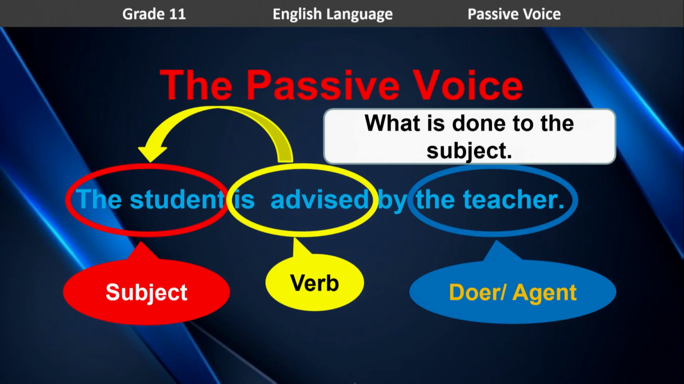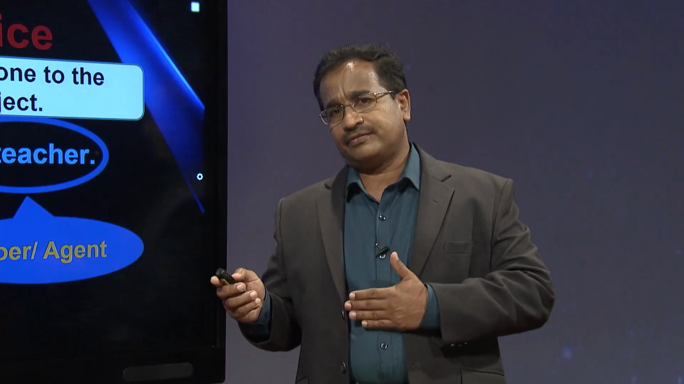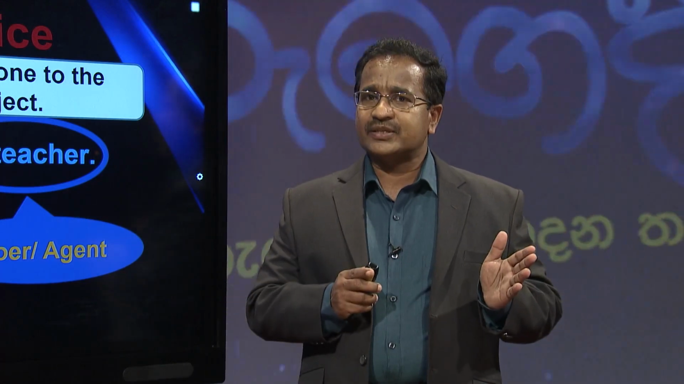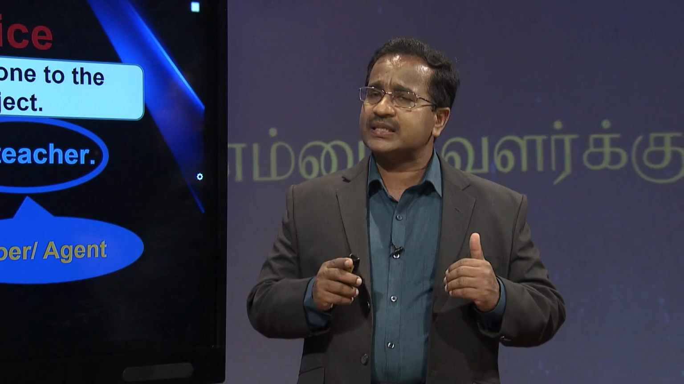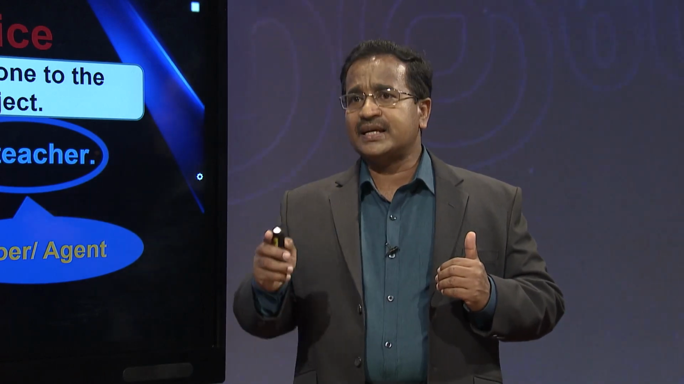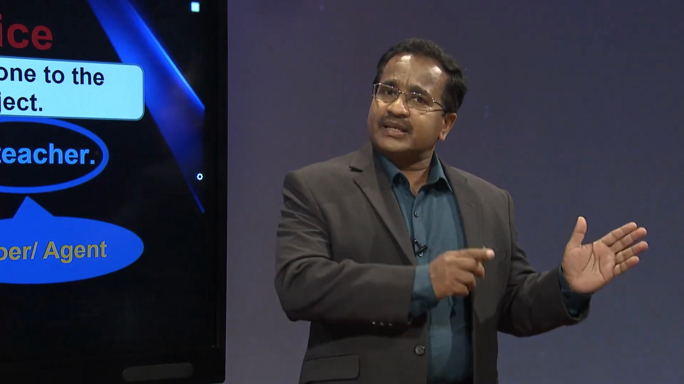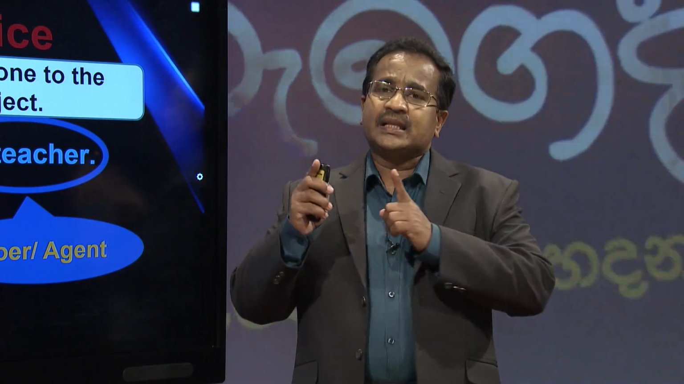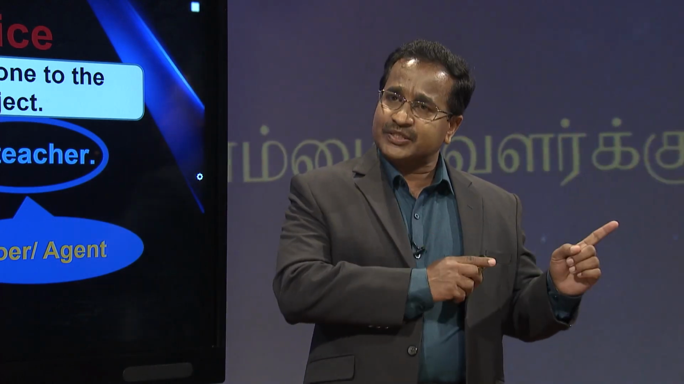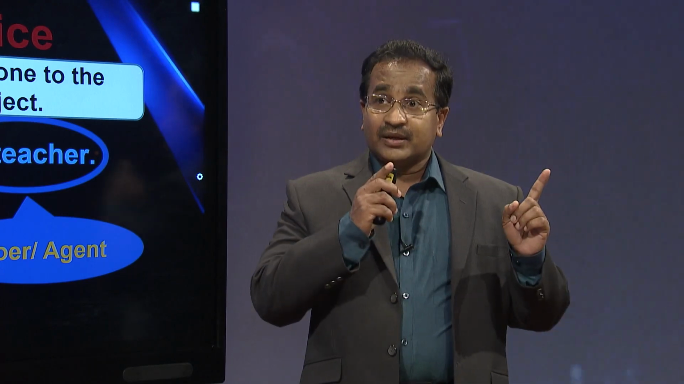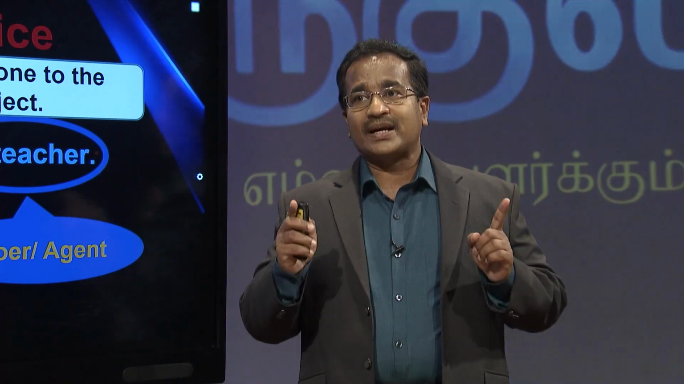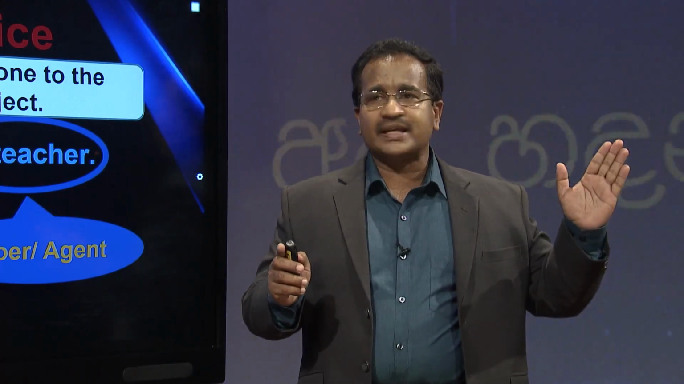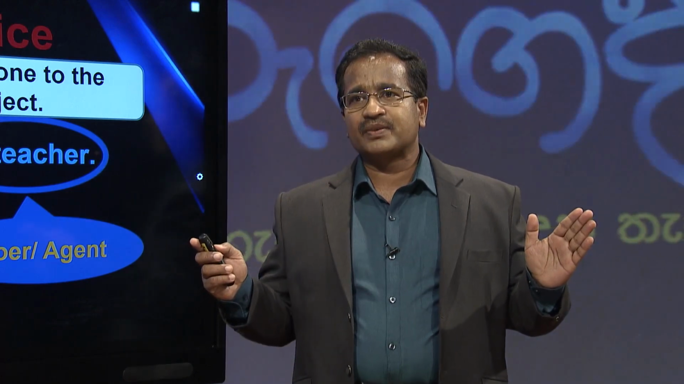The policeman arrested the thief. That is an active voice sentence. In that active voice sentence, you can understand that the action was done by the subject, the policeman. But if you take the passive voice sentence of the same, the thief was arrested by the policeman. There, the sentence reveals to the reader what is done to the subject. So, that is the difference between active voice sentences and passive voice sentences.